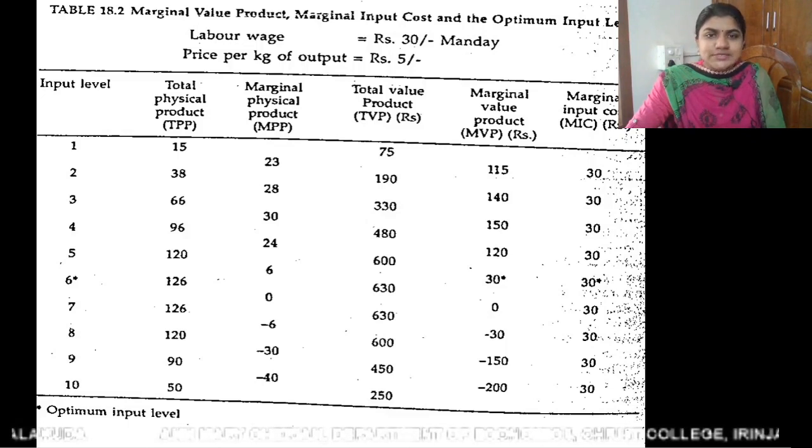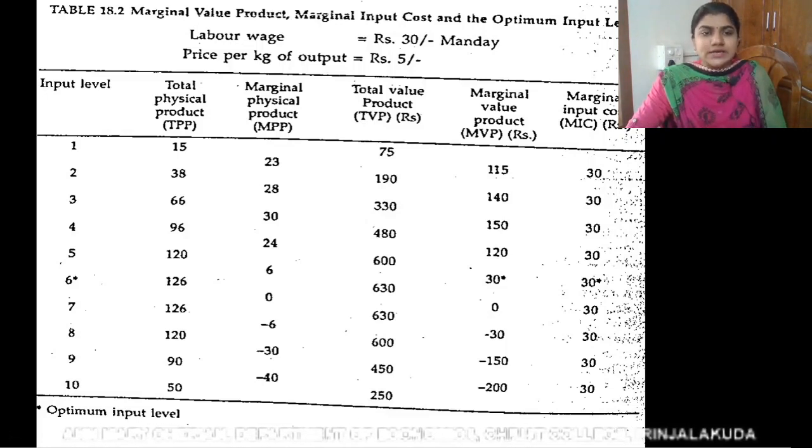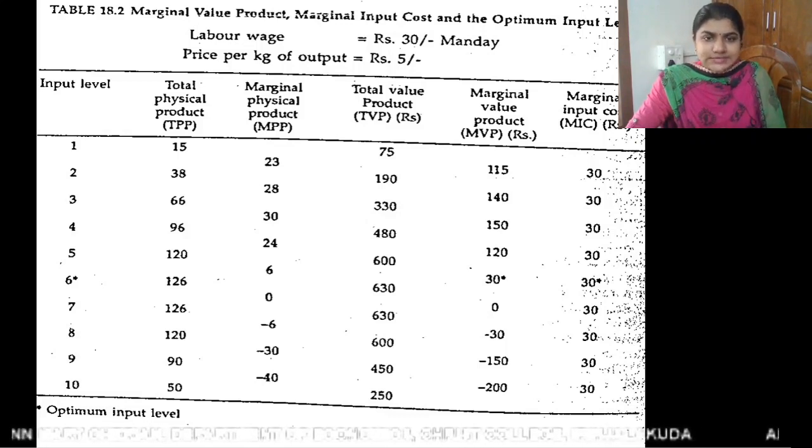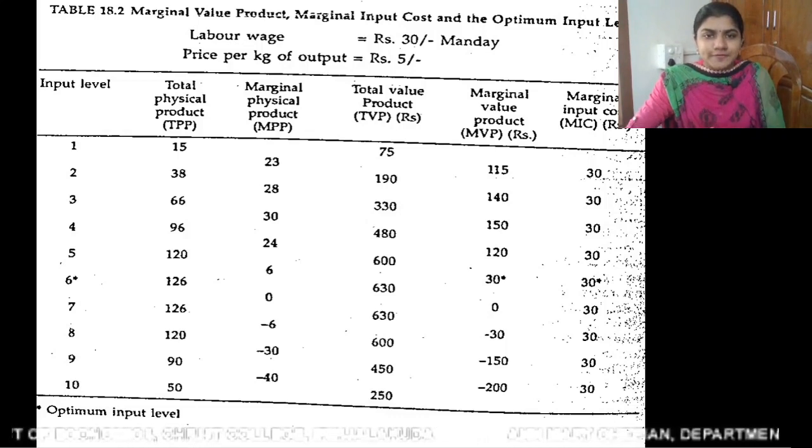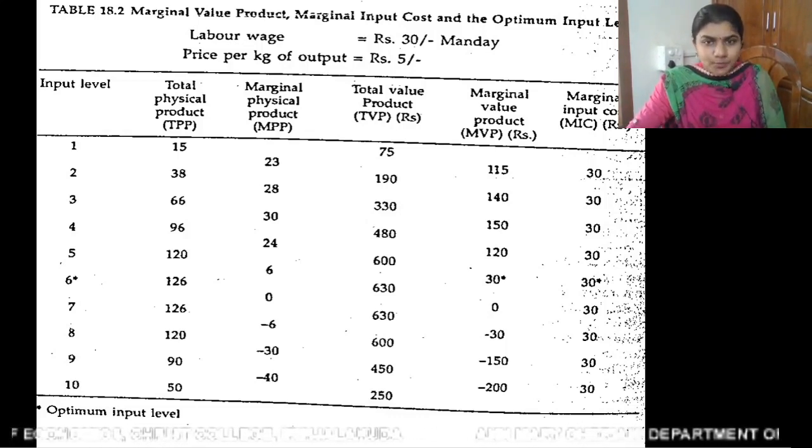First unit total value product will be TPP into 5, that is 15 into 5, 75. Second unit total value product will be 38 into 5, 190. Third unit TVP will be 66 into 5, 330. Fourth unit TVP will be TPP into 5, that is 96 into 5, 480. And likewise, we can find total value product.